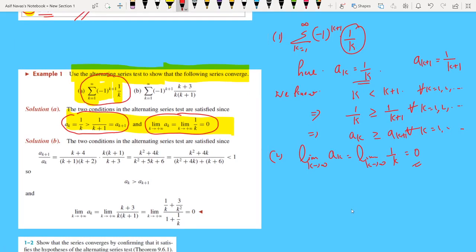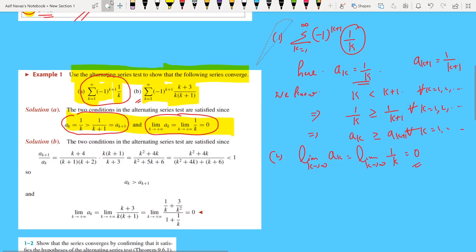Now we will look at this series: sigma k equal to 1 to infinity of (-1)^(k+1) times (k+3) divided by k(k+1). First we will write out what this series is. Okay, so I will delete this portion.